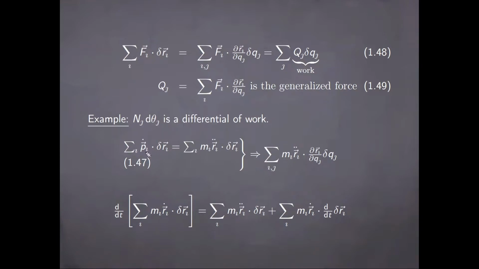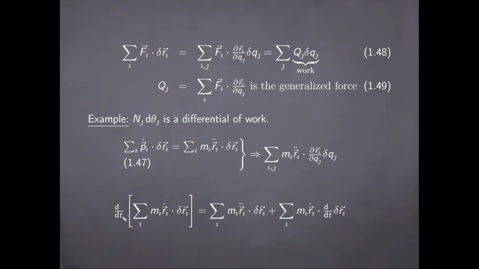Now for the term involving the time derivative of the linear momentum, first we notice that we can express this as the mass of the particle, which is constant, times the acceleration of the radius vector, and then we can expand the virtual displacement using the generalized coordinates to obtain the expression here.